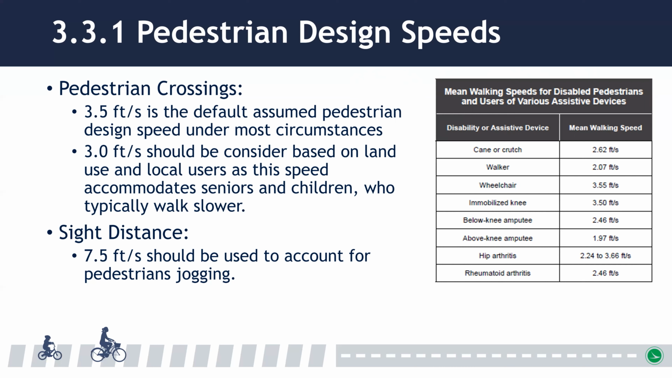Designers should consider the frequency of users with mobility devices and disabilities and adjust design speeds accordingly. The MDG also mentions the speed of joggers at 7.5 feet per second. This will be relevant for assessing sight distances, particularly between bicyclists and joggers at intersections of shared use paths.